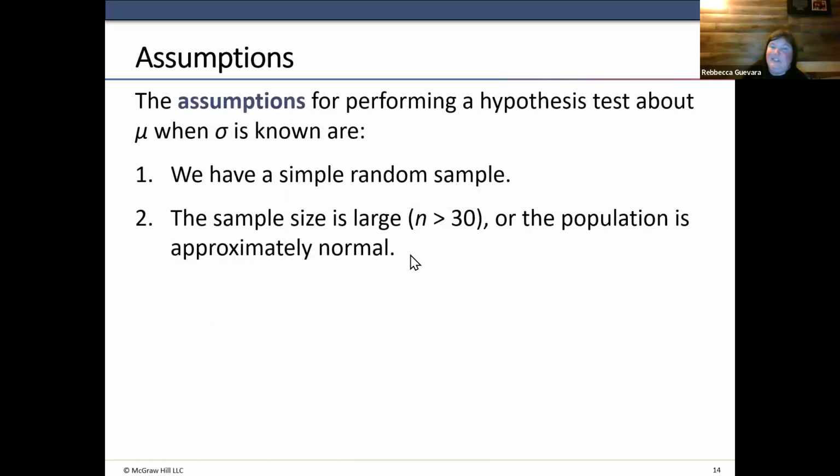So assumptions, we always have assumptions that we have to technically test. The assumptions for performing a hypothesis test about mu when sigma is known is we have a simple random sample. So we usually assume that's what's happening. And we assume that the sample size is larger than 30. Once again, the central limit theorem tells me that if it is, then my distribution of means is going to be approximately normal. However, if the population itself, the x value, is approximately normal, then the distribution of my means should also be approximately normal.